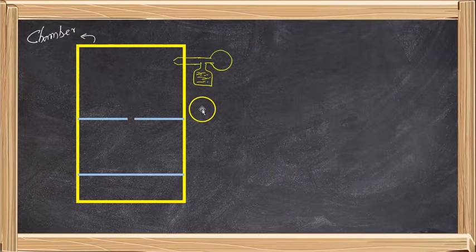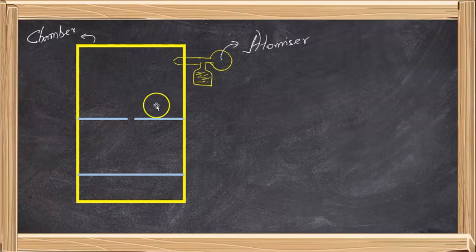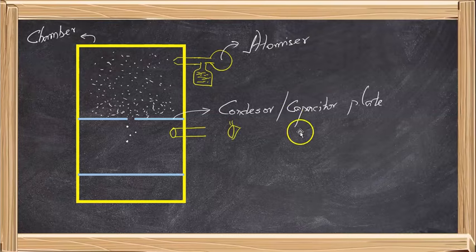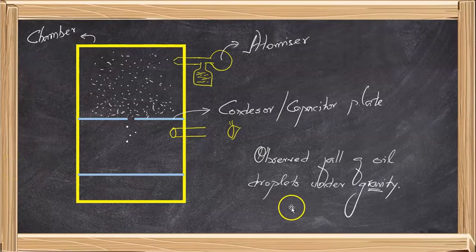So a chamber was taken. In this chamber we have an atomizer, right? And from the atomizer a lot of oil droplets are formed. Now these oil droplets will slowly go towards the condenser. You can see that these are the plates of the condenser or capacitor plates. When you observe them through a telescope, we find that they acquire a constant speed when they are falling only under gravity.